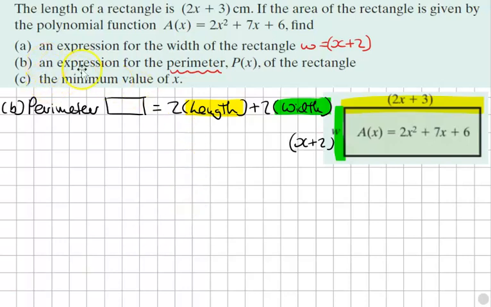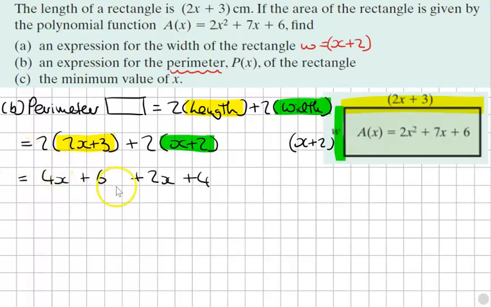So for B, we want an expression for the perimeter. The perimeter of a rectangle is 2 times the length plus 2 times the width. And we worked out in part A that the width is x plus 2. So it's going to be 2 times the length, and the length is 2x plus 3, highlighted there in yellow, plus 2 times the width, and the width is x plus 2, highlighted there in green.